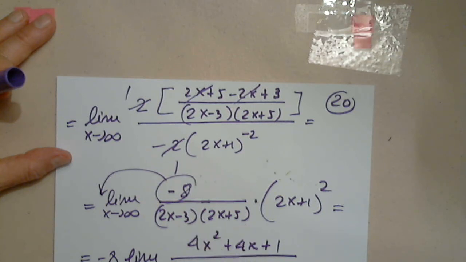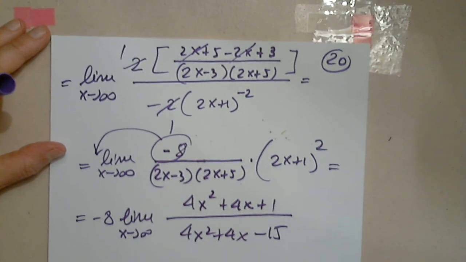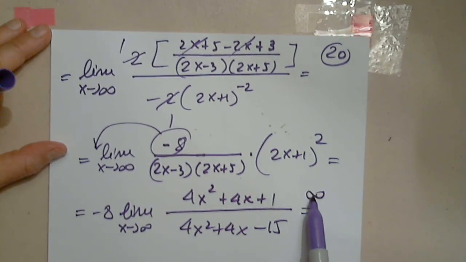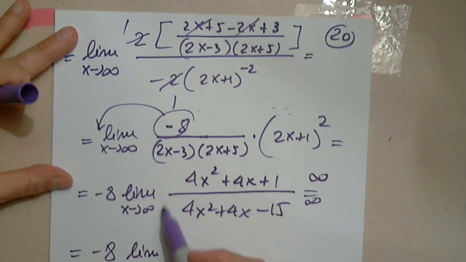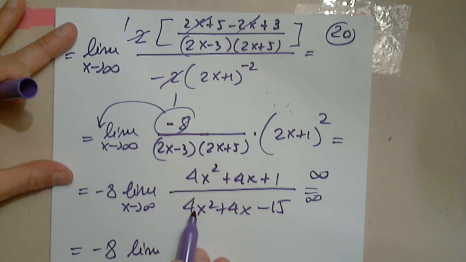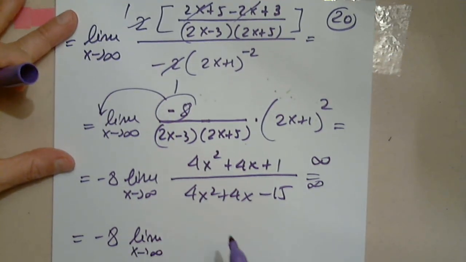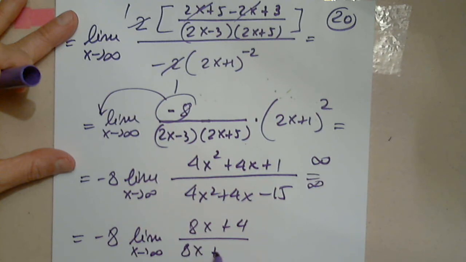10 minus 6 and minus 15. And yes, this is infinity over infinity, but you know what happens when we differentiate. All this will be 1 because it's 4 over 4. But let's say we don't remember that. So we have 8x plus 4 over 8x plus 4, which we know is 1, so the answer is negative 8.